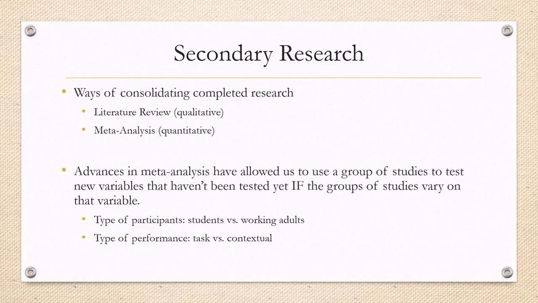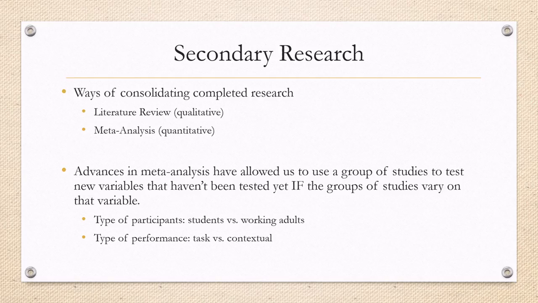Advances in meta-analysis have allowed us to use a group of studies to test new variables that haven't been tested yet, if the group of studies that we have varies on that variable. So for example, if we're looking at a meta-analysis and some of the studies were conducted on students and some of them were conducted on working adults, we can look at the results and compare to see if perhaps in the student populations there was no effect, and in the working adults there was, or vice versa.